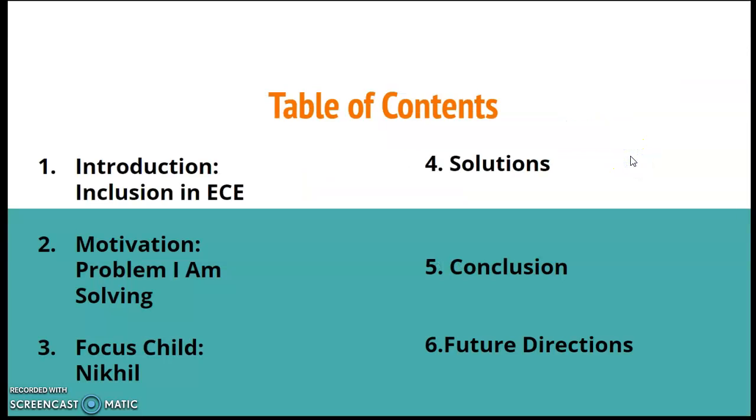So my table of contents I have laid out here. The first thing I'll be talking about is the introduction, inclusion, and ECE. The second thing I'm talking about is motivation, the problem I am solving. The third thing I'm talking about is my focus child, Nikhil. Fourth thing is solutions. Fifth is conclusion. And sixth are future directions.